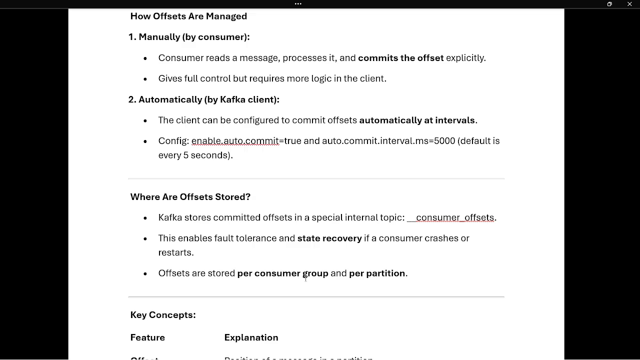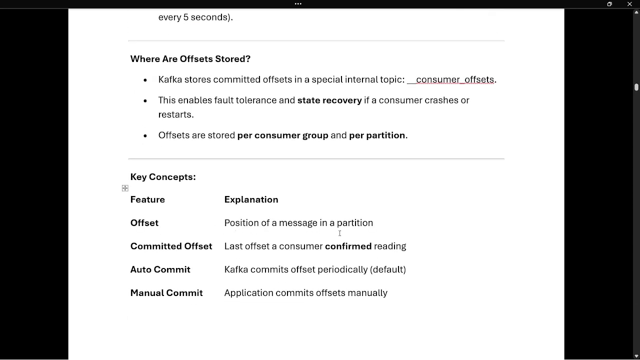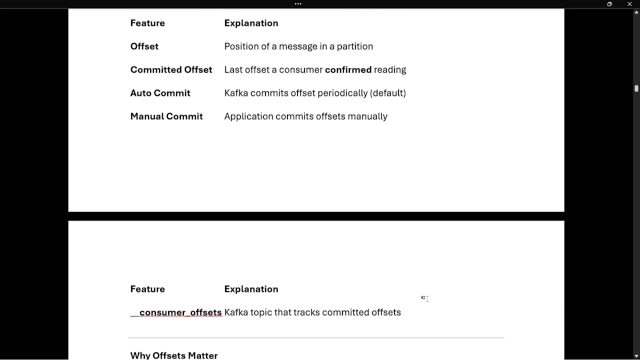This enables fault tolerance for state recovery. We know that the offset is stored per consumer group and per partition. Offset is the position of a message in a partition. Committed offset is the last offset consumed. So what is the committed offset? It is the last offset the consumer consumed. Auto commit means Kafka commits offsets periodically. Manual commit means the application commits offsets manually.